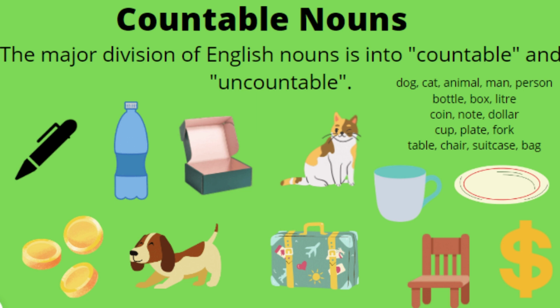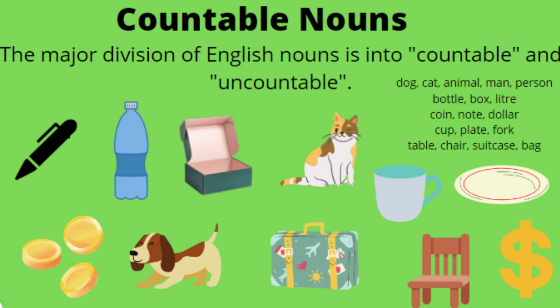For example, pen. We can count pens. We can have one, two, three, or more pens. Here are some more countable nouns: dog, cat, animal, man, person, bottle, box, litter, coin, note, dollar, cup, plate, fork, table, chair, suitcase, bag. Countable nouns can be singular or plural.